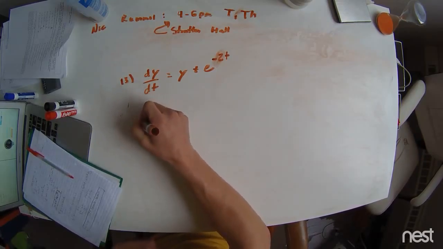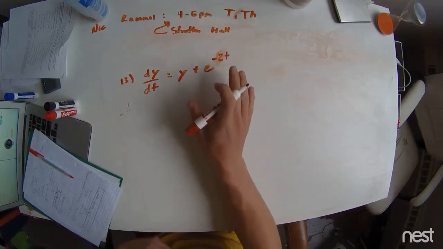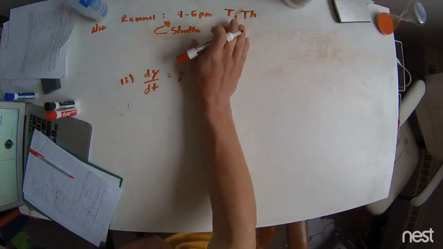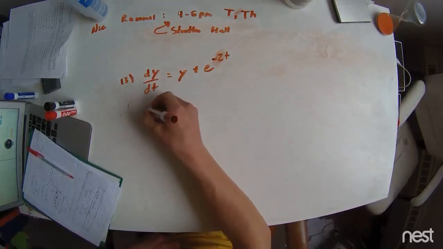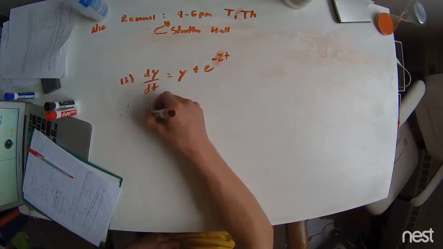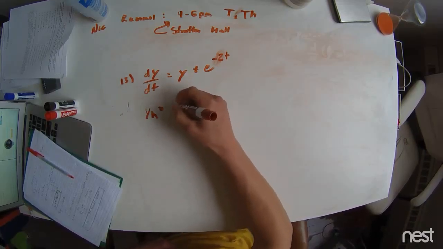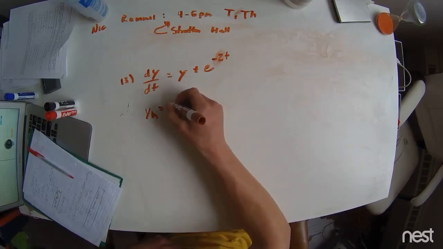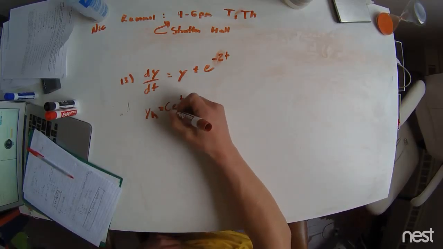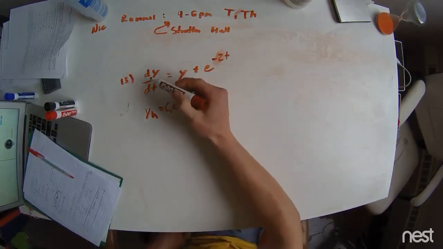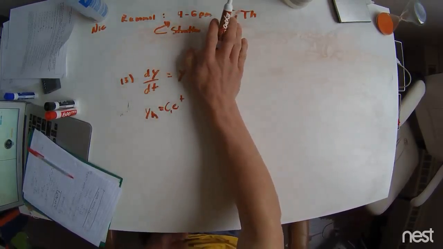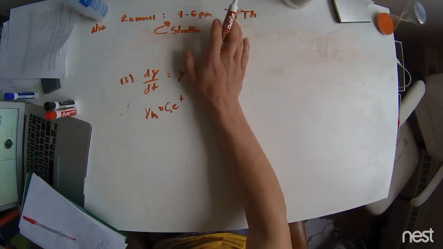First, we're going to notice the homogeneous solution. So the homogeneous solution is when we don't have any other function of t. So we pretty easily recognize that the y homogeneous is going to be e to the t with a constant out front. I'm just going to call that c1.